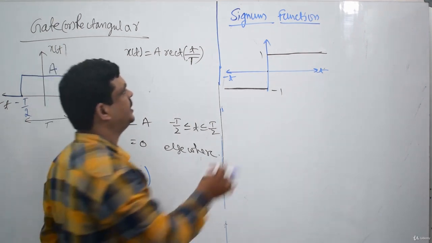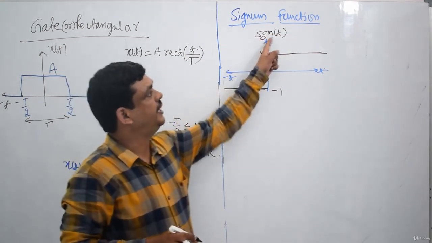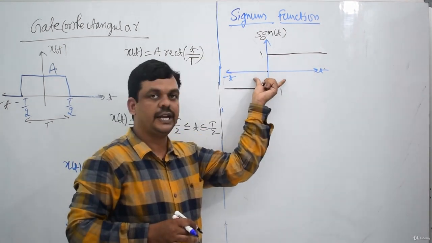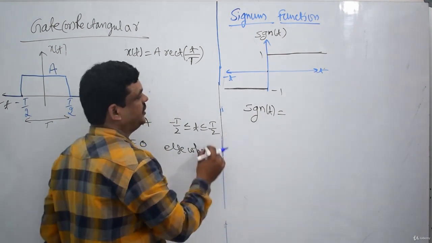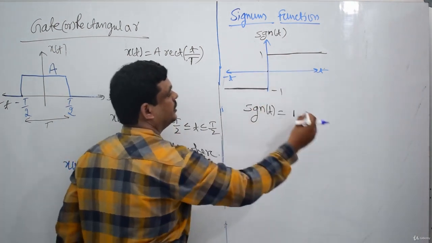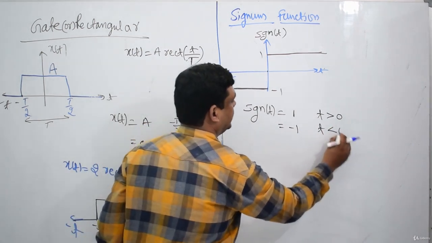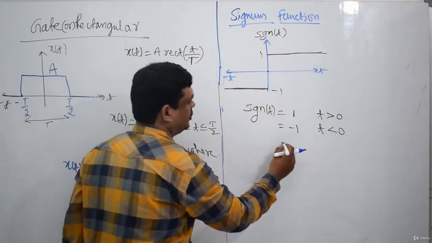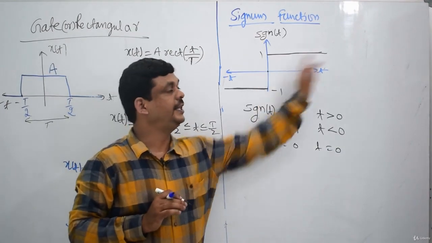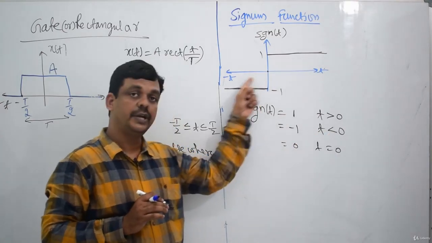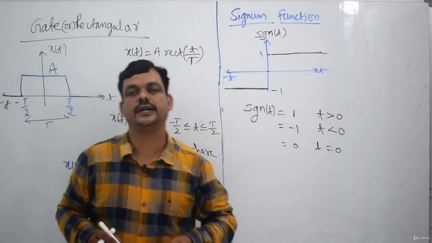And again, this function requires another standard representation. The representation is SGN of t. SGN explains the signum. Now, this is the graphical representation. Then the functional representation is SGN of t is equal to 1, this side, t greater than 0, and -1, t less than 0, and exactly at t is equal to 0, it is 0. The signum function is not defined at origin. Greater than 0, positive time axis, less than 0, negative time axis, so -1 and +1. Exactly at time equal to 0, this amplitude is 0. This function is a signum function.